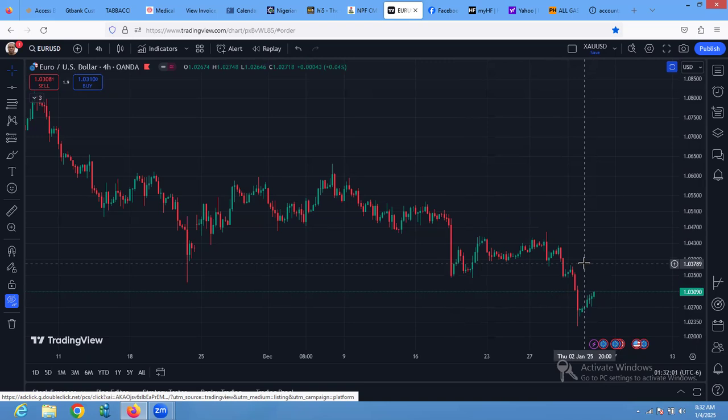A breakout of here, we are bullish. So for now, I don't want to buy from here. It doesn't make any sense. This is just a correction, and might just be a wave 2 of the ending structure that we are seeing.